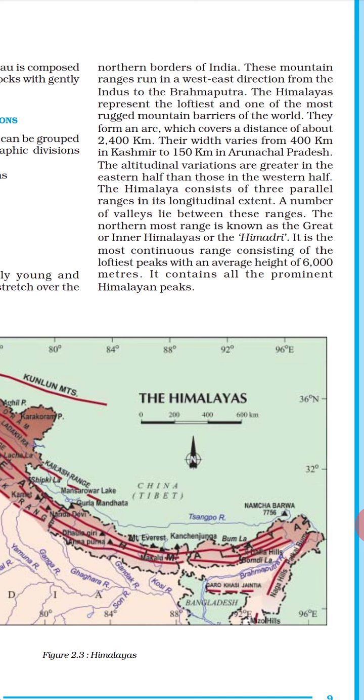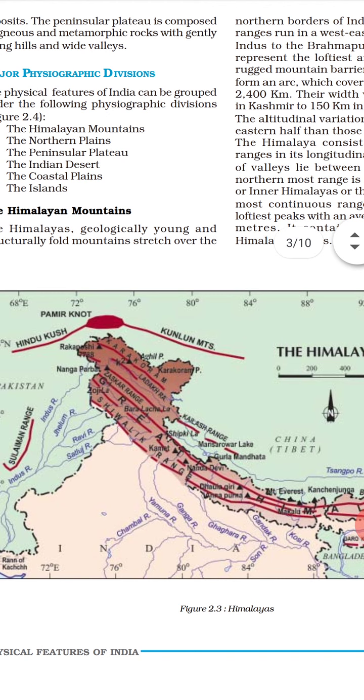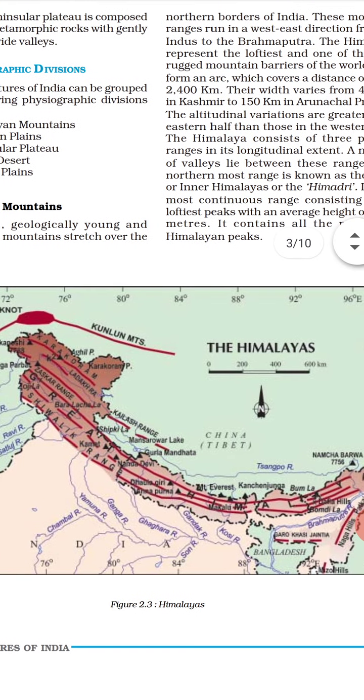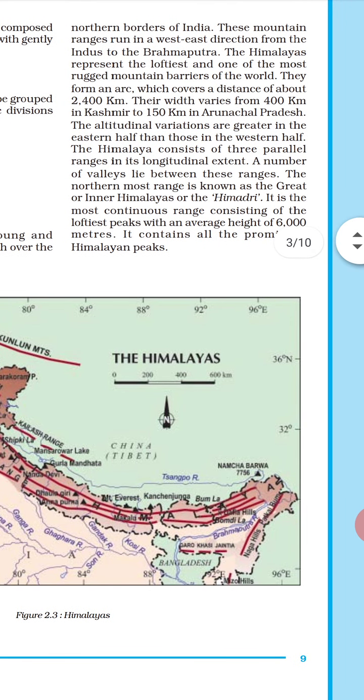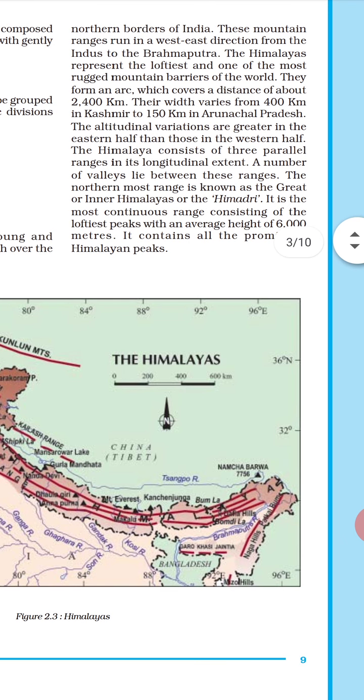In maths, you must have read this word arc, which covers a distance of about 2400 kilometers. Their length is 2400 kilometers, and their width varies from 400 kilometers in Kashmir. You have seen here, they stretch over most of Kashmir, 400 kilometers in width, and as they come to Arunachal Pradesh, their width becomes less and less, and it is 150 kilometers in Arunachal Pradesh.